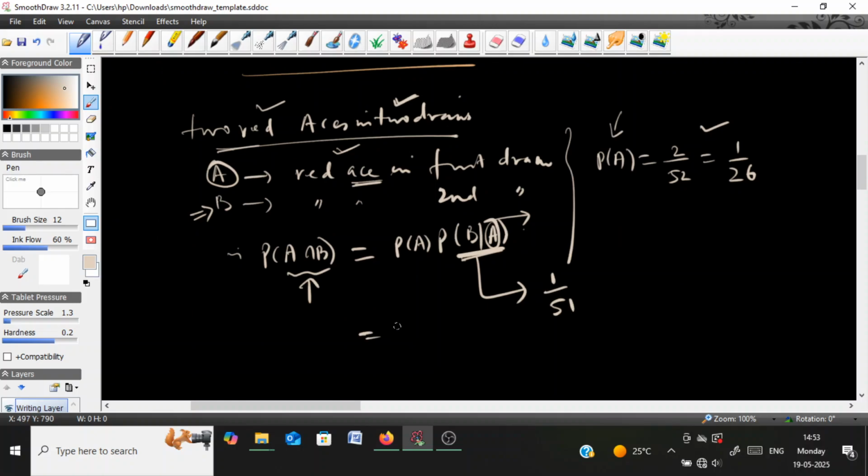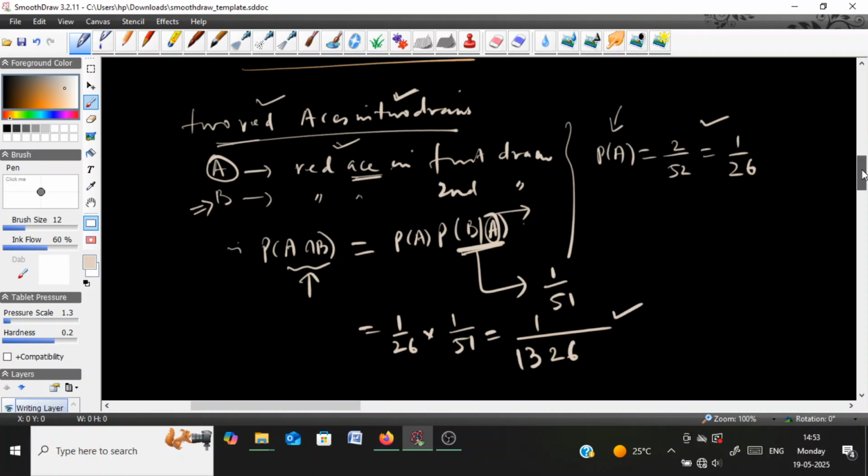And if you multiply these two, you get 1 by 26 into 1 by 51, which makes it 1 by 1326. So this is the joint probability of both the events A and B. Okay. So likewise, you can have many other examples. So conditional probability, and then we had independent events. Okay.